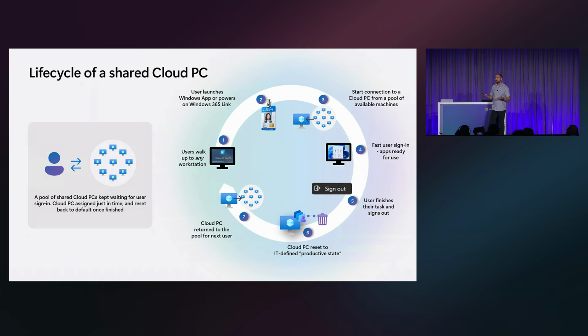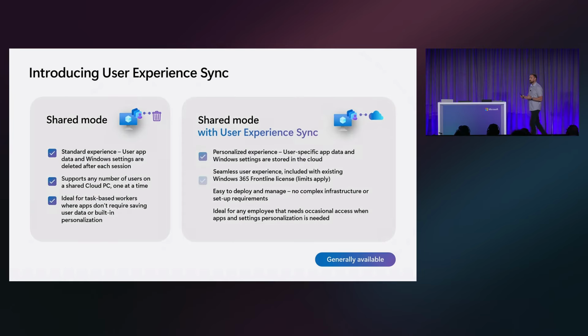Now, any user that you've assigned to that pool can walk up to any machine. They can authenticate. When they connect, we will log them into any of those shared cloud PCs that are not currently in use. They can do their work. They will sign out. We will then reset the cloud PC and return it back to that pool of shared cloud PCs. That reset step is really important because that reset step ensures uniformity of the pool.